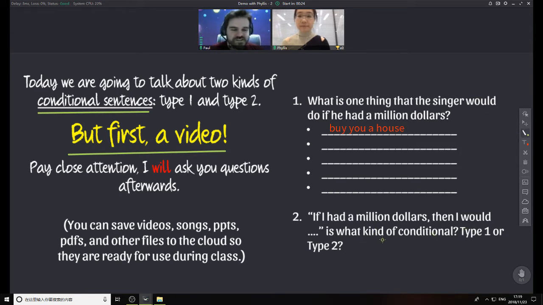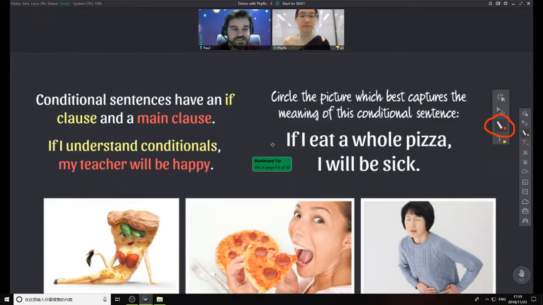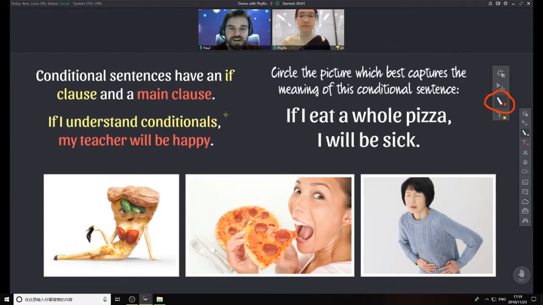This second question here: if I had a million dollars, then I would. This is a conditional sentence, but do you know, is it a type one or a type two conditional sentence? Do you know, Phyllis? What is type one and what is type two? Okay, good. Since Phyllis doesn't know, now I, as a teacher, know she needs to learn about these two types of conditional sentences. So I can scroll down on this EDB file.